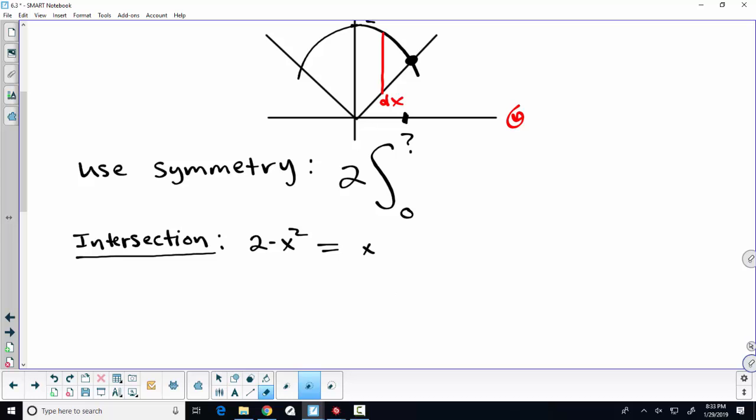So when does 2 minus x squared equal x? It's just a quadratic. It factors very easily. You'll come up with two answers, x equals 1 and negative 2. Since we're talking about this point of intersection, that negative 2 doesn't even make sense. So this is an x value of 1 here where it intersects.